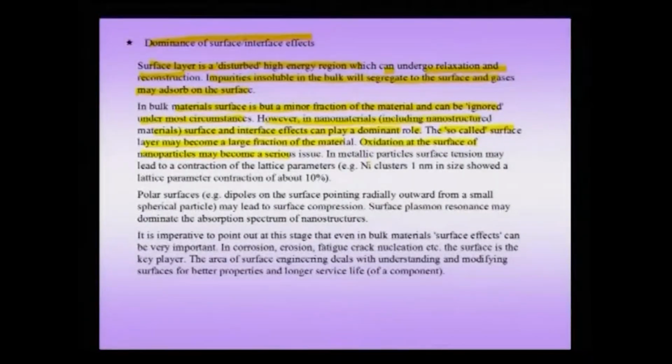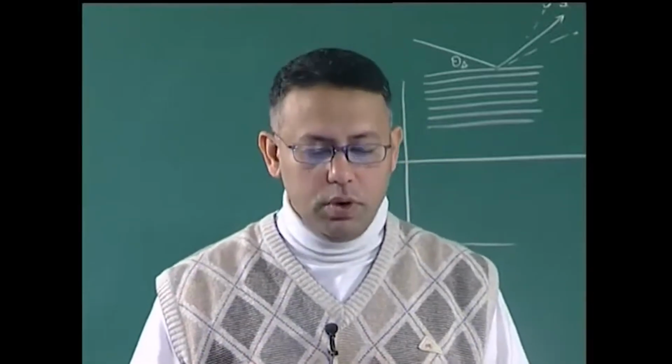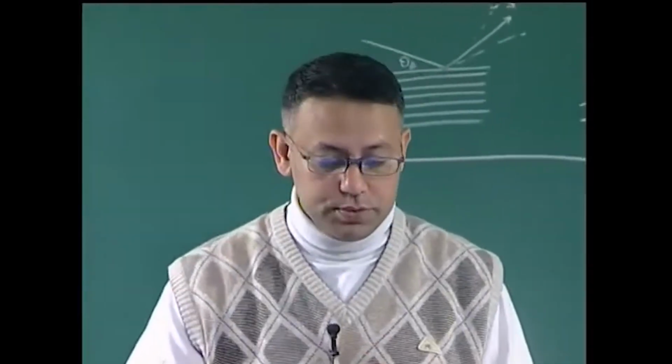We have already seen how surface tension, and an example is shown here, a nickel cluster 1 nanometer in size, can show a lattice parameter contraction of about 10%, which is a huge fraction of the lattice parameter, and this is again coming from surface tension effects. We have also seen the case of polar surfaces, wherein surface compression effects can come into play, and surface plasmon resonance may dominate the absorption spectrum in nanostructures. When you talk about plasmon resonances in normal materials, you can say that the surface plasmons do not play much of a role, but in the case of nanomaterials that may actually be dominating the absorption spectrum.